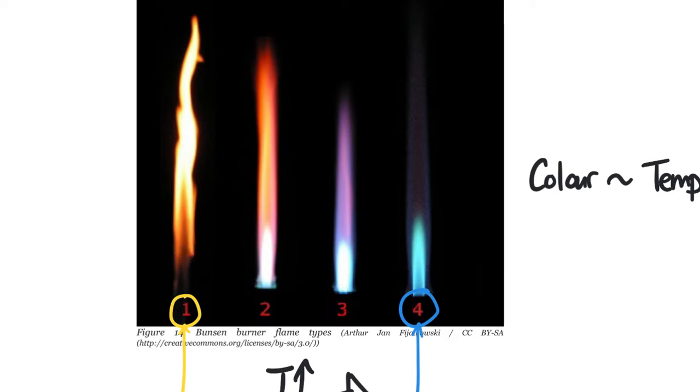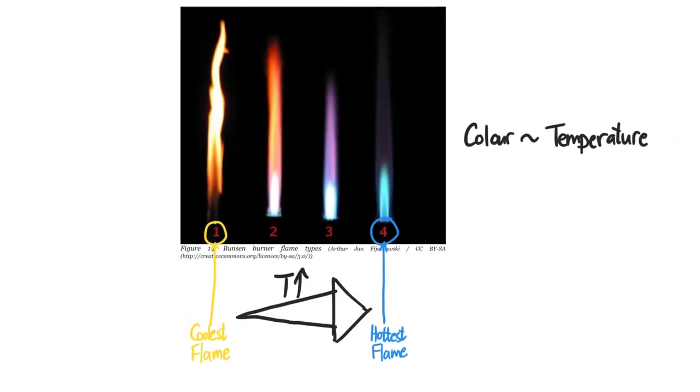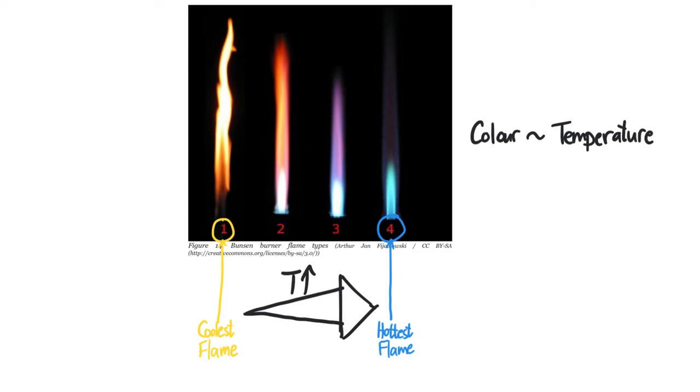So in this diagram here, the coolest flame is the yellowish flame on the left that we see here, and that burns at around 800 to 900 degrees Celsius, whereas these bluish-violet flames are very much hotter. They're in the thousands of degrees Celsius, and so as we go from left to right here, the temperature is increasing. So color is definitely dependent on temperature.